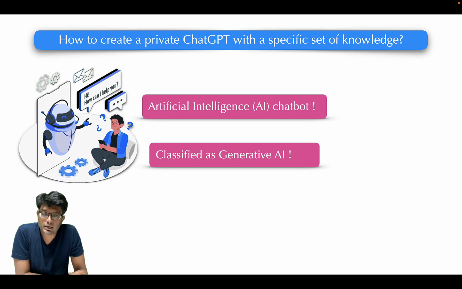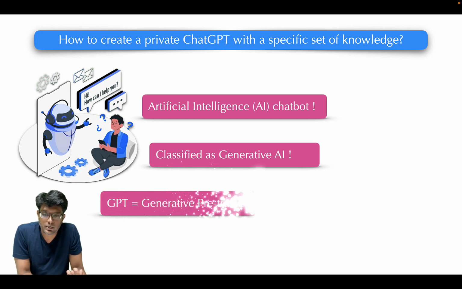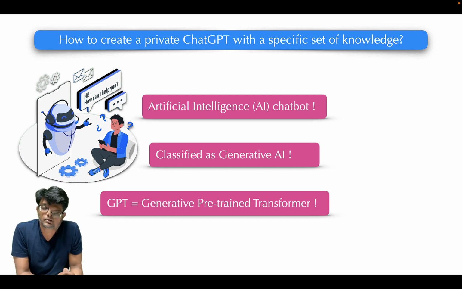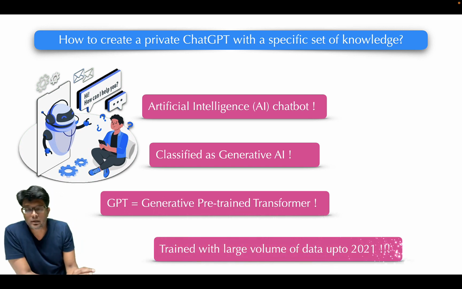It is classified as a generative AI. Generative AI is nothing but it generates things for us. It can generate essays, poems, music, a travel plan or a timetable. So it is called a generative AI. The expansion of GPT is generative pre-trained transformer. So what it means is it is generative, and it is pre-trained based on past data, and it transforms the way we interact with computers. That is why it is called generative pre-trained transformer.